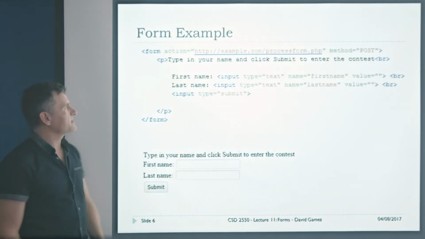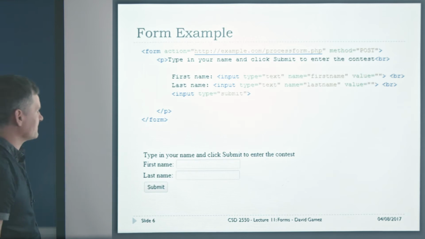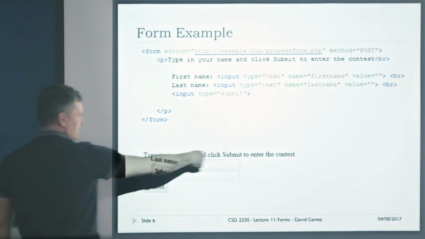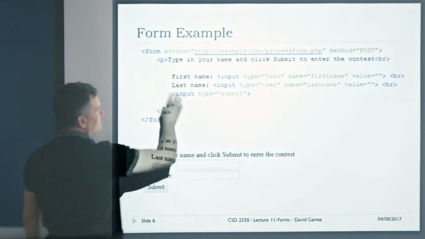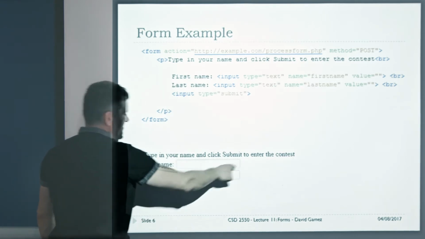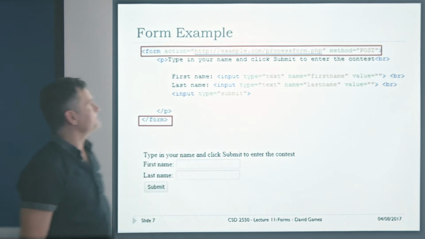So let's have a little look at an example of a form. It's a standard HTML element with a few specific attributes that you need to include under some circumstances. So down here is the usual thing. We have type in your name, click submit, whatever. We have the labels on the form, which are just standard bits of text. And then we've got the actual form components, which are these HTML input fields, these things here.